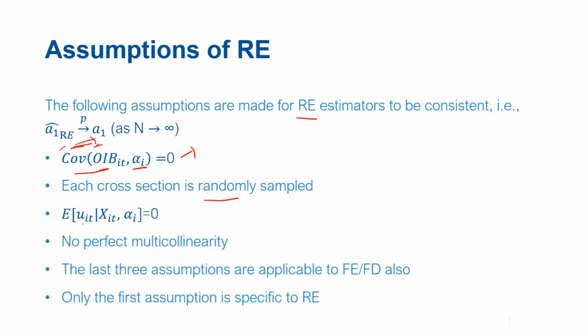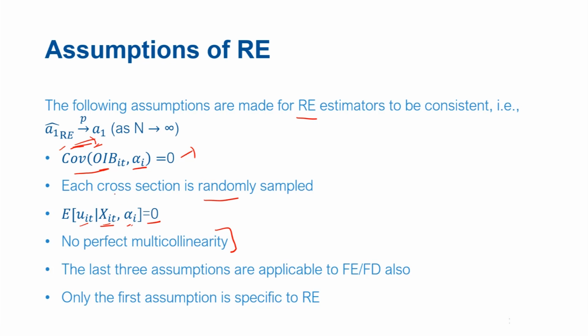Third, the original error terms mu it, their expected value is 0 given your independent variable and unobserved heterogeneity. So for each security i, given alpha i and independent variable xit, their expected value has to be 0. Fourth, no perfect multicollinearity.